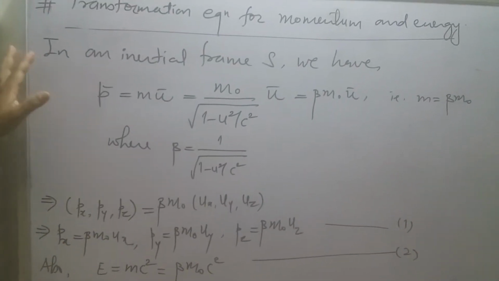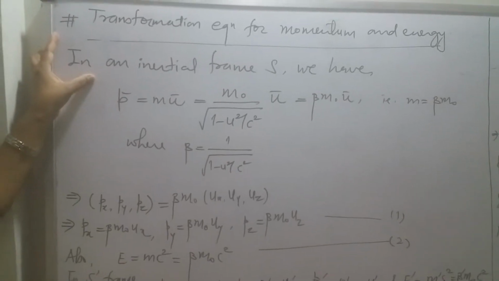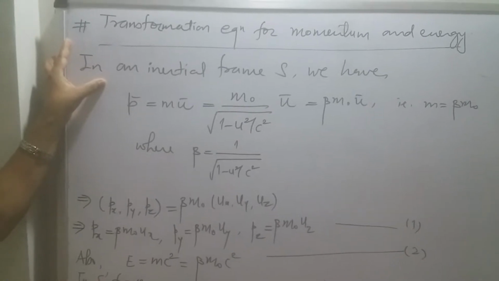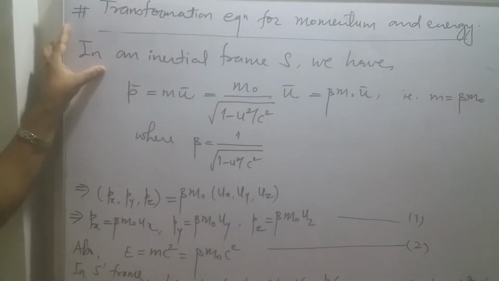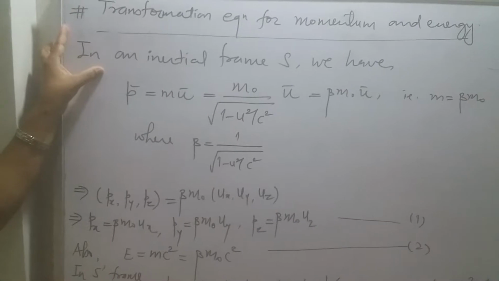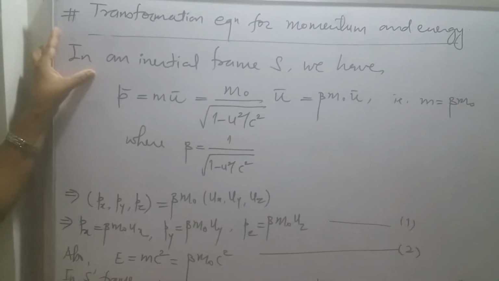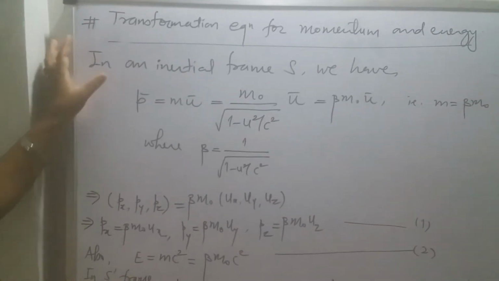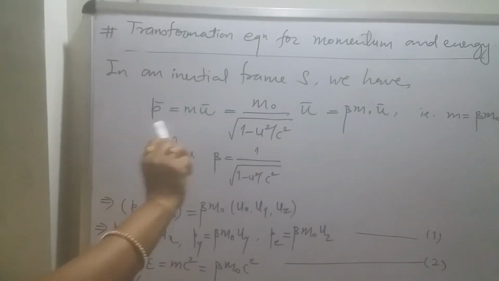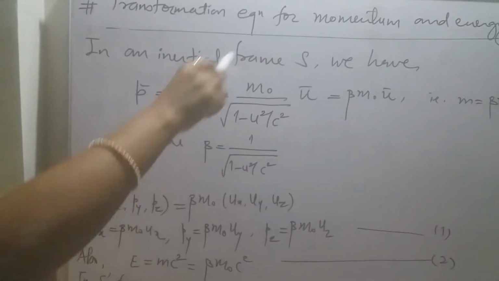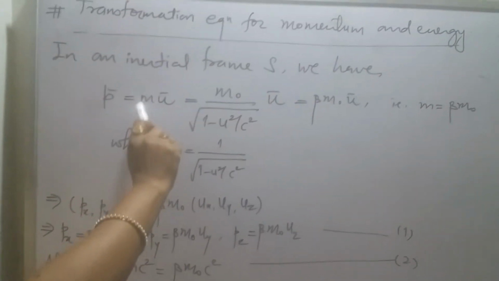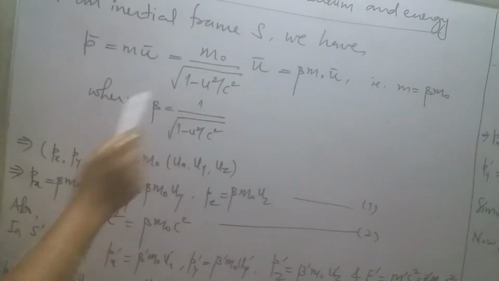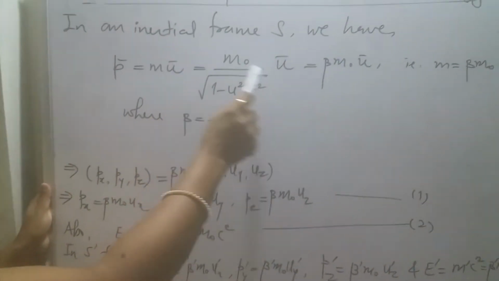So we have a particle of mass m moving with velocity u bar with respect to S. Now we derive here the transformations of momentum and energy. In an inertial frame S, we know that the linear momentum is given by mass into velocity, that is p bar equal to m into u bar. Now according to the transformation of mass, relativistic mass m is equal to m naught upon under root of 1 minus u square by c square, and this u bar as it is.